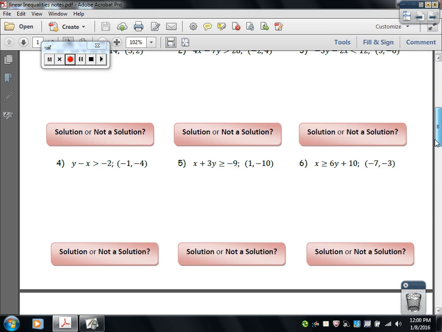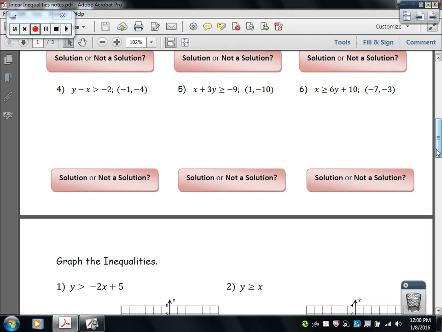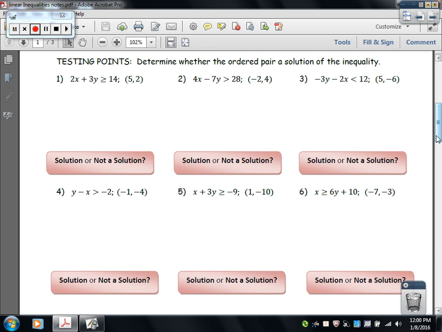We're just jumping right down to example number 1, where it says solution or not a solution. Here we go. All right, so test points. This says determine whether the ordered pair is a solution of the inequality. So here's what's happening. It gives me my first inequality, which says 2x plus 3y is greater than or equal to 14. And then it has a semicolon, and then it has the ordered pair 5, 2. Yes?